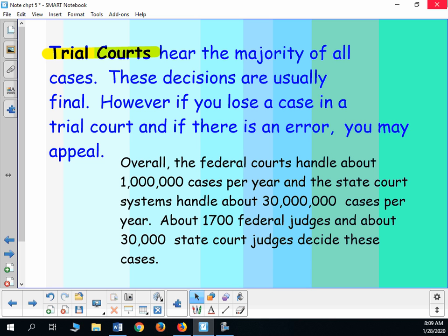This is a bit of information. Overall, the federal courts handle about 1 million cases per year, and the state courts handle about 30 million cases per year. About 1,700 federal judges and about 30,000 state court judges decide these cases. So this gives you an idea of the difference between the federal and state. I don't want you to assume that the state courts aren't that important. In fact, quite the opposite. As it said, they handle a majority of all the court cases.